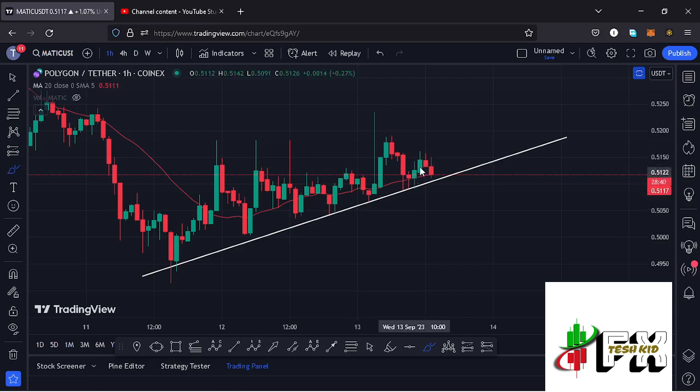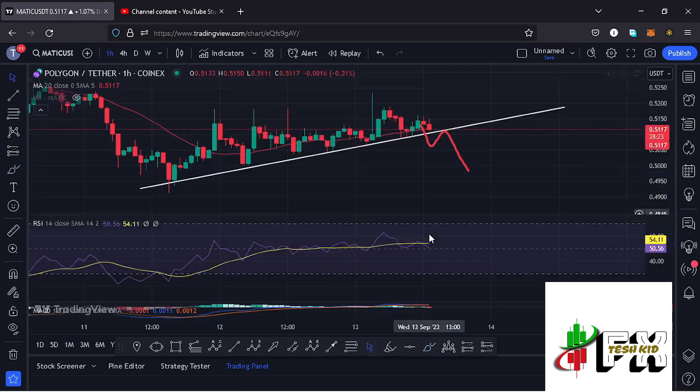And on the short term, continue keeping your eyes on a break, maybe to the lower side of this trend line with a successful retest, where we can expect further pullback maybe to the $0.45 mark or maybe the $0.5 mark. So that is what I'm keeping my eyes on the Matic chart.